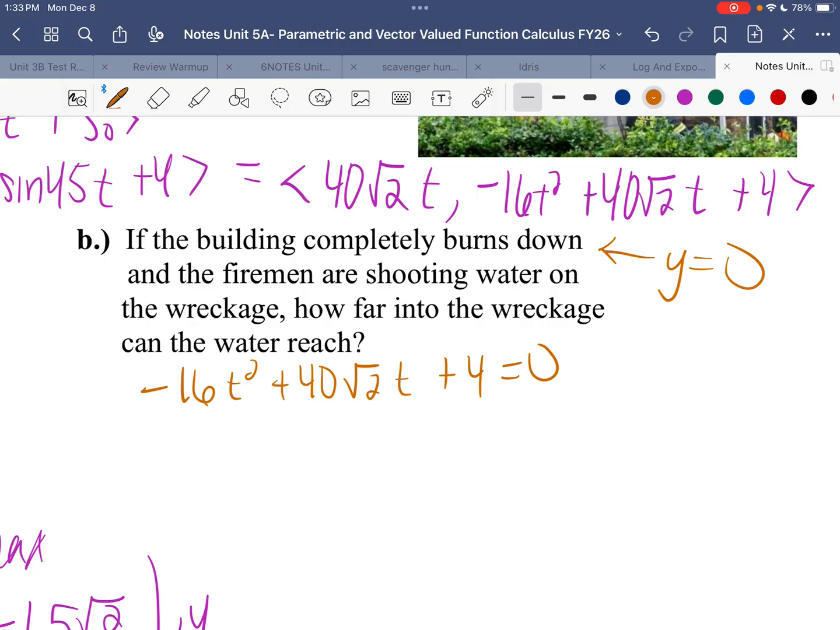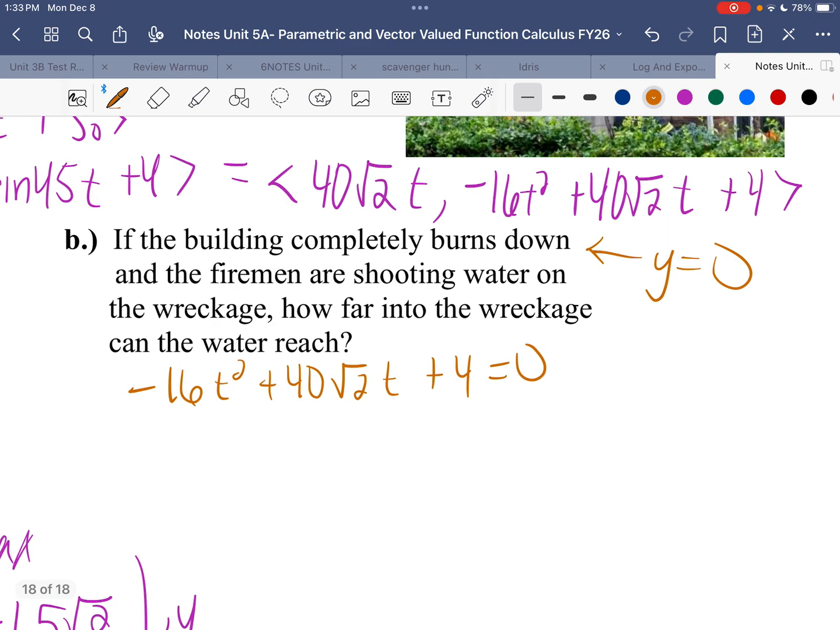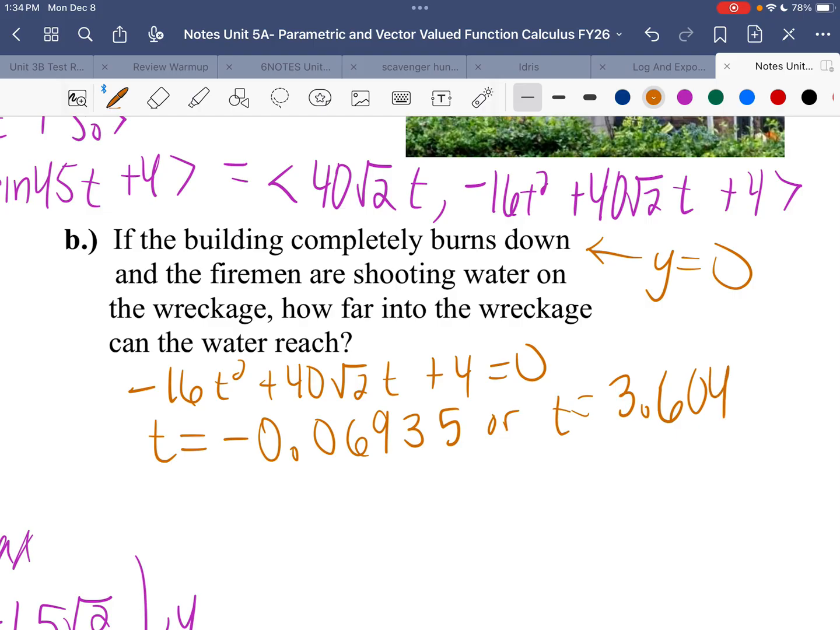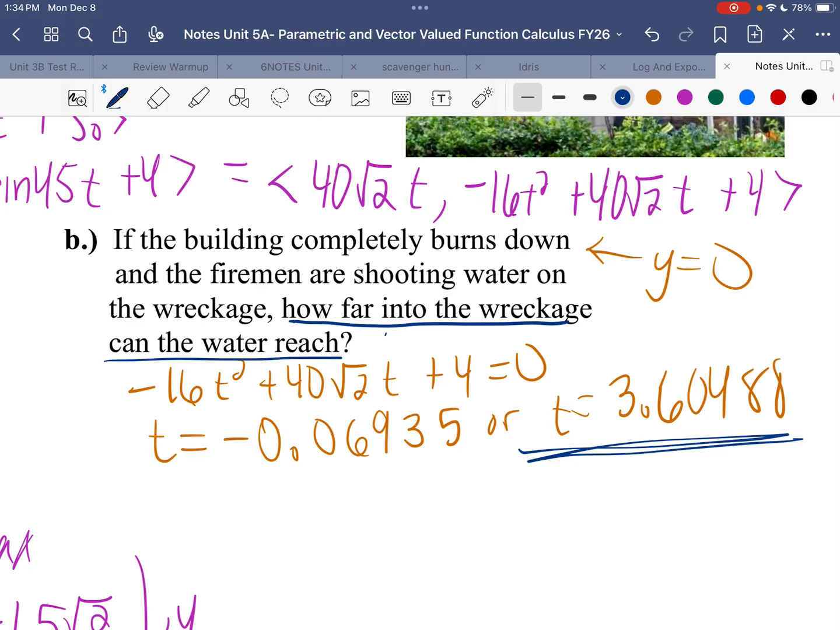You could complete the square, or you could use the quadratic formula. I think I'll just use my calculator on this one. Which one makes sense? This one makes sense. So it took 3 seconds for the building to burn down. How far into the wreckage can the water reach? It's talking about x at t.